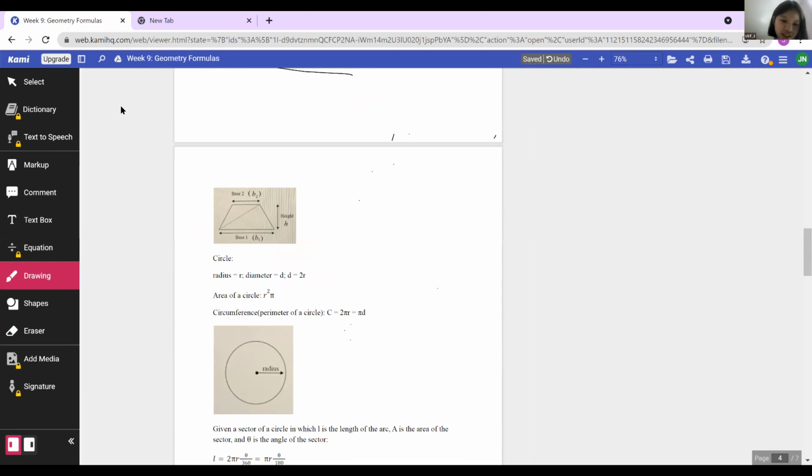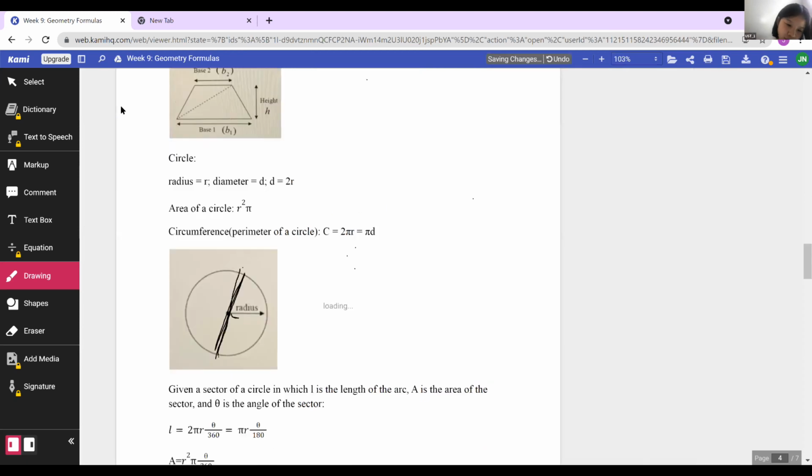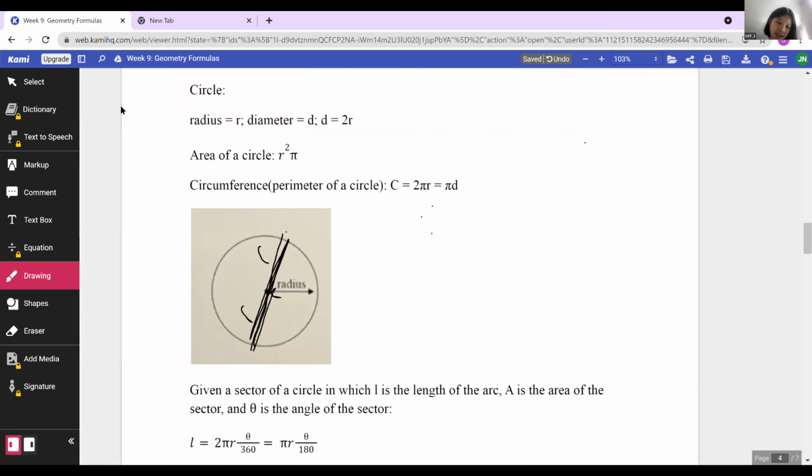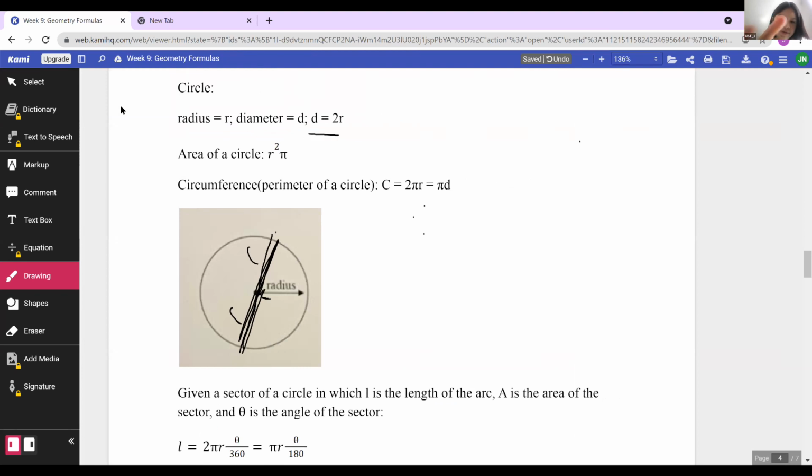So now for circles, the radius, which is the distance from the center to any point on the circle, is r, and the diameter is d, the length of a line segment connecting 2 points on the circle that passes through the center. The diameter is 2r, which you can see is basically extending to 2 points on the circle from the center, and since it's a straight line, you add them up.